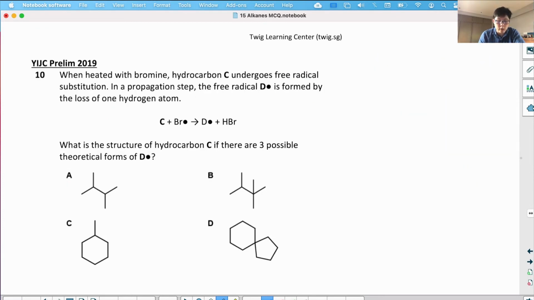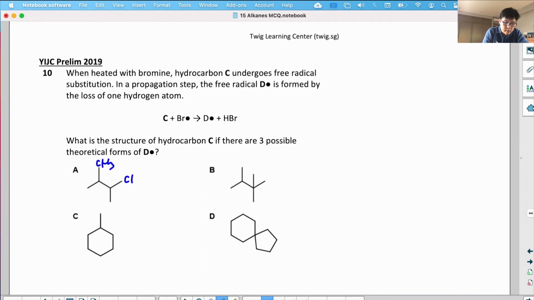When heated with bromine, hydrocarbon C undergoes free radical substitution. The free radical is formed by the loss of 1 hydrogen. What's the structure of hydrocarbon C? There are 3 possible theoretical forms of the radical. For the first option, because of the symmetry, any of the H's on the CH3 can be kicked out to form a radical. That's considered 1, and any of the other H's is considered another one. So there are 2, but they say 3, so it's not the answer.